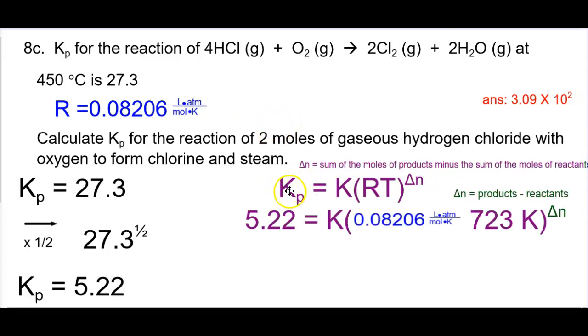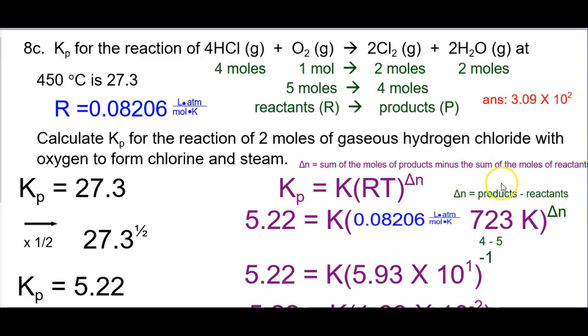So here we're going to take the formula and we're going to put Kp in, which we solved. K, here's our ideal gas law constant, or the R constant. 273 Kelvin. I converted my temperature of 450 by adding 273 to 723. Delta N, remember what delta N is? It's the sum of the moles of the products minus the reactants.